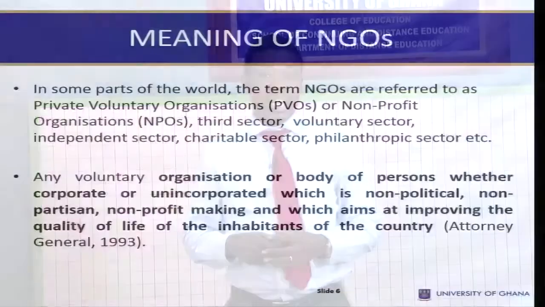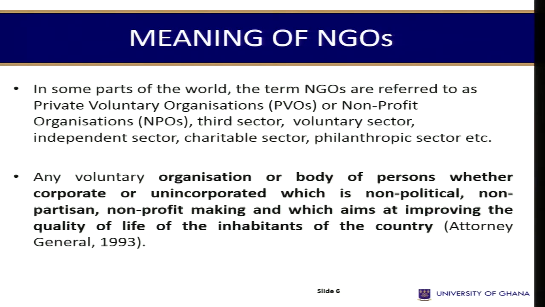These are organizations that are often formed by people who are independent of the state. So we say that an NGO is a voluntary organization or a body of persons, whether corporate or unincorporated, which is non-political, non-partisan, non-profit making, and which aims at improving the quality of life of the inhabitants of a particular area. This definition that I just gave you is a definition that the Attorney General of Ghana actually put together in 1993.